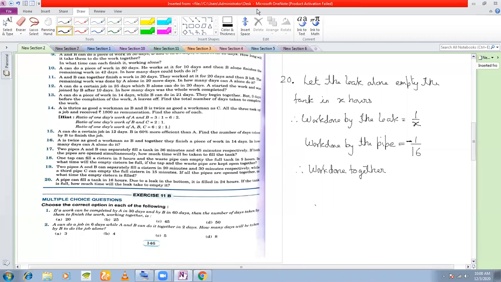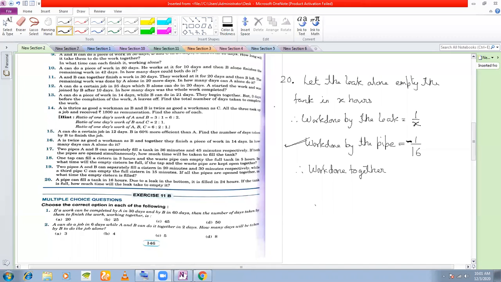Because the pipe leakage, so that you add as negative work. But this is the filling pipe, and I have taken it as negative. Why? Sir, can I try? Yes. Because after filling it, due to the leakage, the water is going out. For that we are taking it as minus 1 by 16.